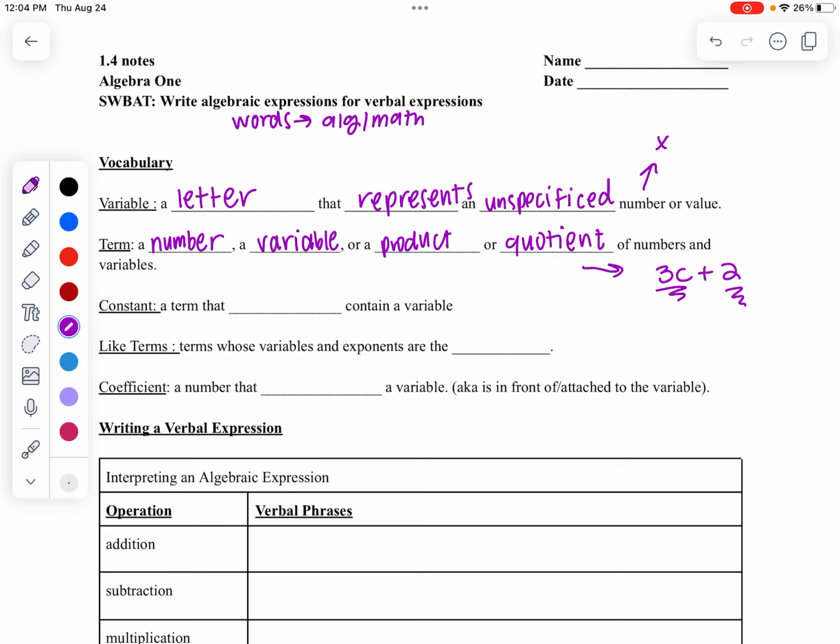Next, we have a constant, and that is a term that does not contain a variable. So for example, in this algebraic expression that I just showed you, 2 is a constant because there is no letter or symbol with 2. 3c is not a constant. That's a variable term.